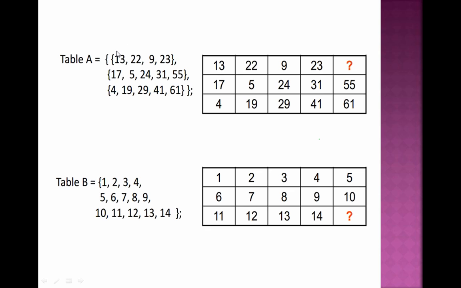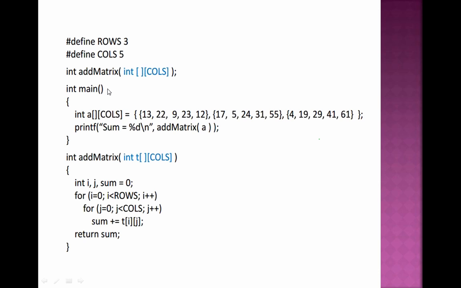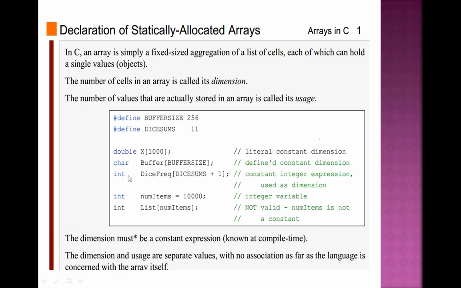This is your table A, that is 13, 22, 9, 22, 23 and there is no value. In the same way 17, 5, 24, 31, 55, 4, 19, 29, 41, 61. In the same way one value is missing over here. 1, 2, 3, 4, 5, 6, 7, 8, 9, 10, 11, 12, 13, 14. One is missing. These are the rows and the columns. This is the addition of matrix, how we can add the matrix.